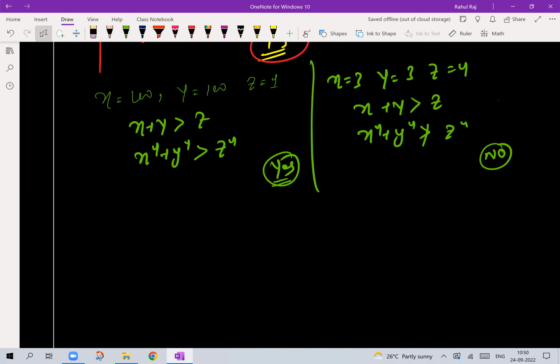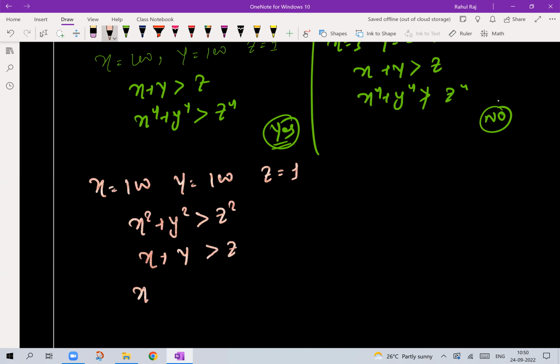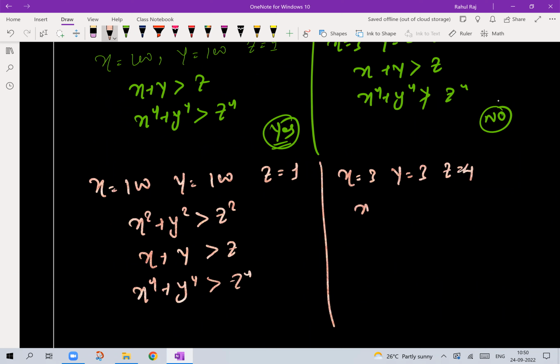So imagine if I take the same number now, x is equal to 100, y is equal to 100, z is equal to 1. Can I say my statement number 1 suffices, x square plus y square is greater than z square? Can I say my statement number 2 suffices, x plus y greater than z? Can I say my question suffices now, x to the power 4 plus y to the power 4 is greater than z to the power 4? When I take x is equal to 3, y is equal to 3, z is equal to 4, can I again say x square plus y square is greater than z square? That suffices, 100% statement number 1 suffices. Can I say statement number 2 suffices? Can I say my question does not suffice?